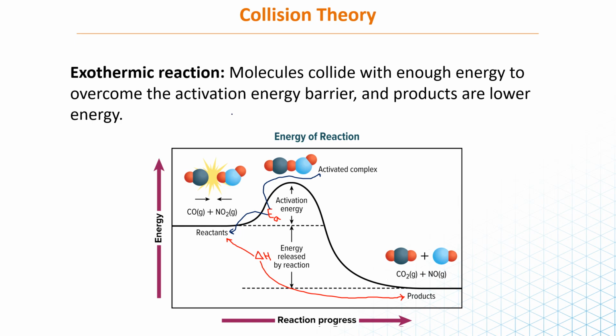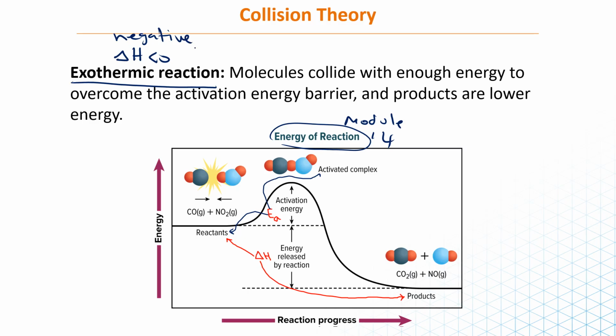and now we can see the activation energy in the energy of reaction, which we saw in module 14. Remember exothermic reactions, delta H less than 0, negative. So in exothermic reactions, molecules collide with enough energy to overcome the activation energy barrier, and products are lower energy. Okay, or are at a lower energy. So the graph always starts from the left to the right, and you always have reactants there.